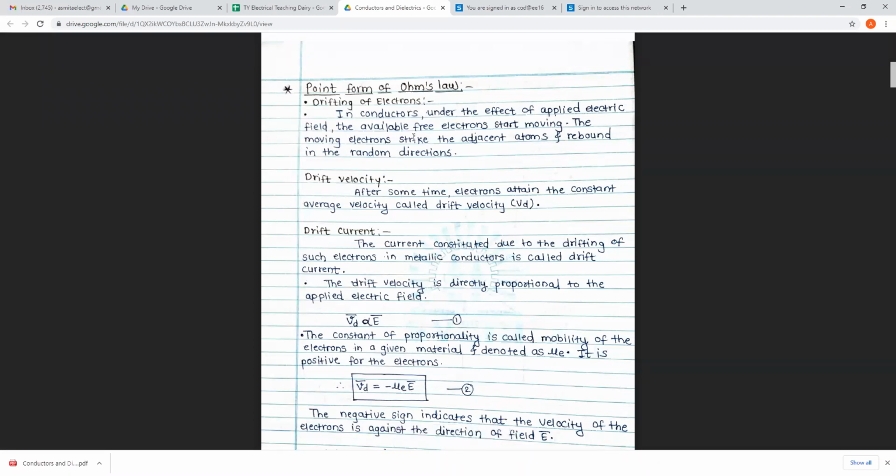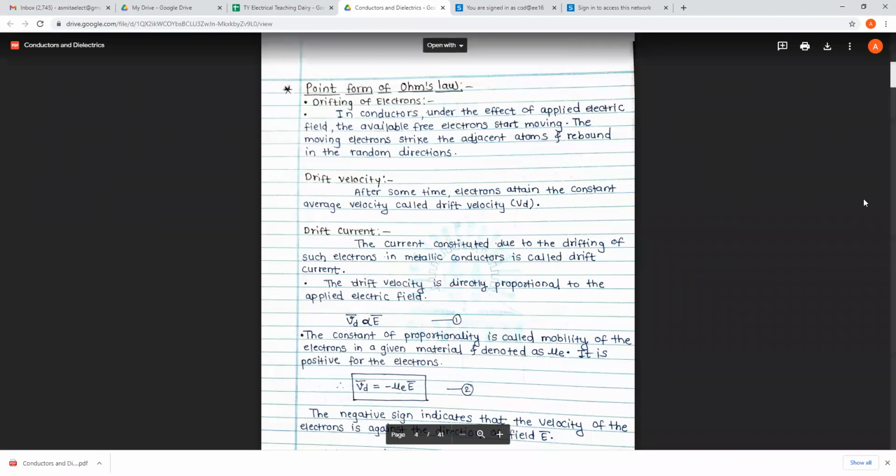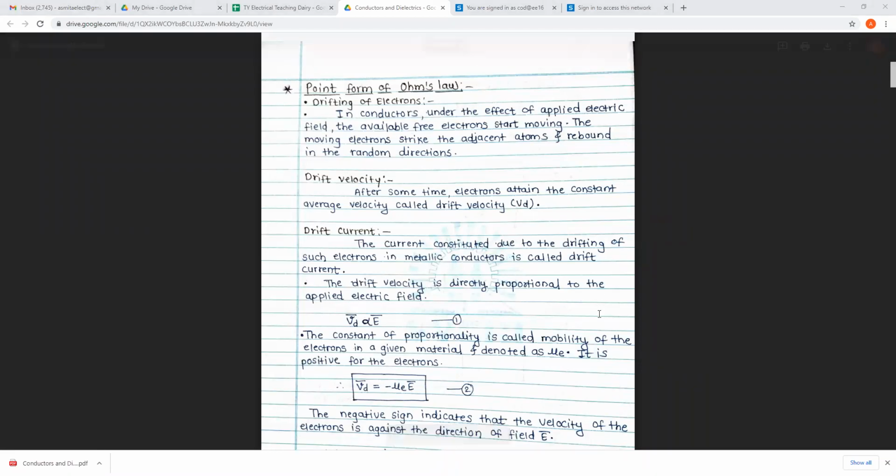Drifting of electrons means what? When we are considering one conductor, and we apply some potential across this conductor, then the electrons or charges start moving, and they collide with each other or strike adjacent atoms, and again they attain some speed or velocity, and that is nothing but drift velocity.